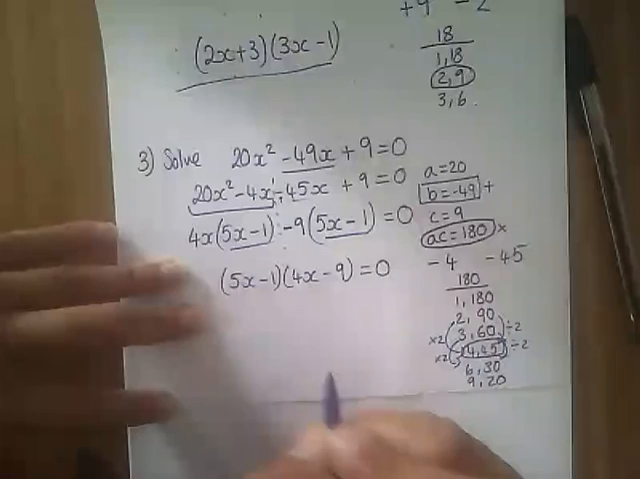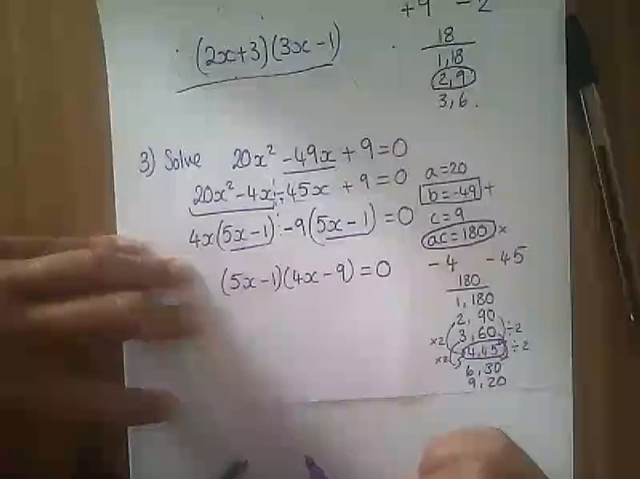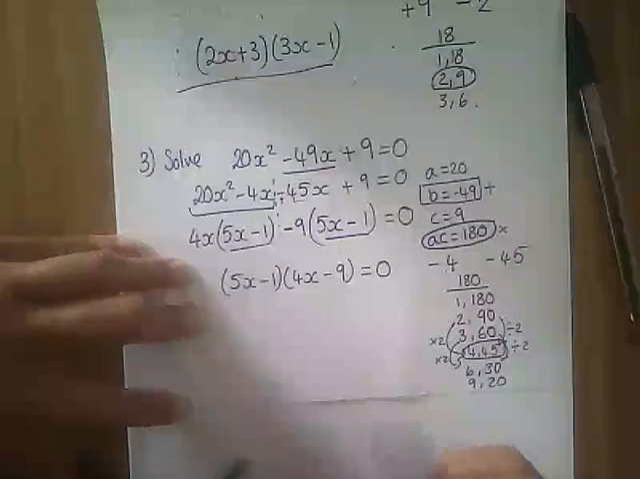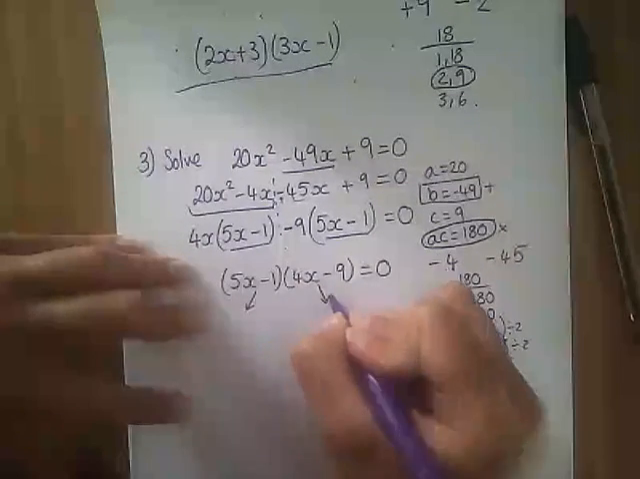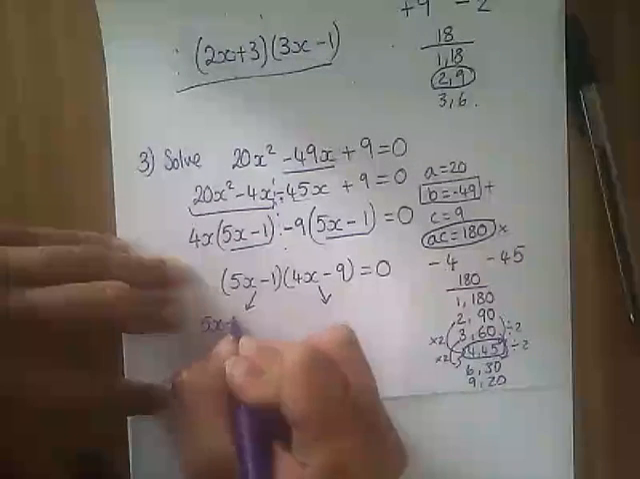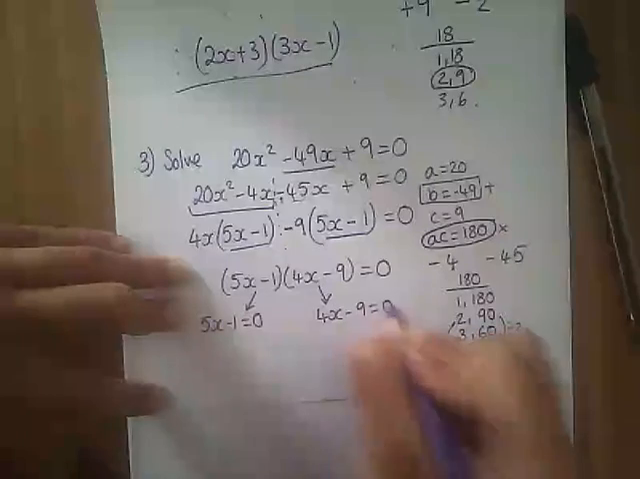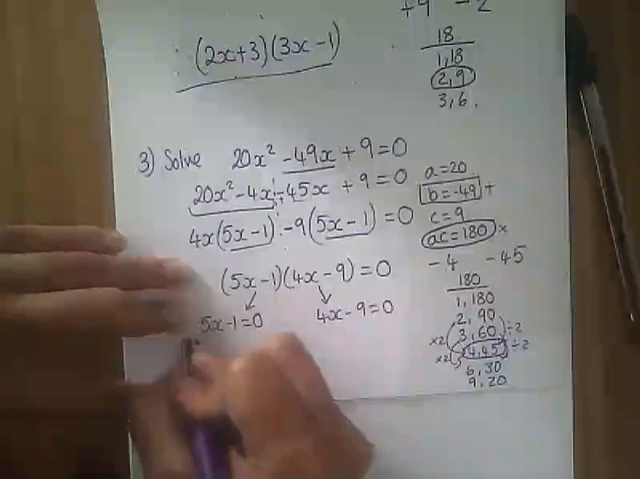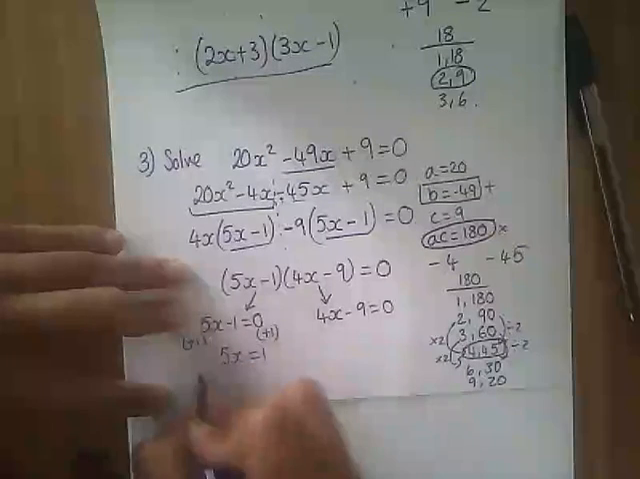Now, if the question asks us to factorise, of course, that's where you stop, but it didn't. It asked us to solve, which means we're trying to find our values of x. So, once you've got to this point, you then take each bracket and you make it equal 0. So I've got 5x minus 1 equals 0, 4x minus 9 equals 0. I'm then going to solve each one as a linear equation. So I'm adding 1 to both sides, and then I'm going to divide by 5.